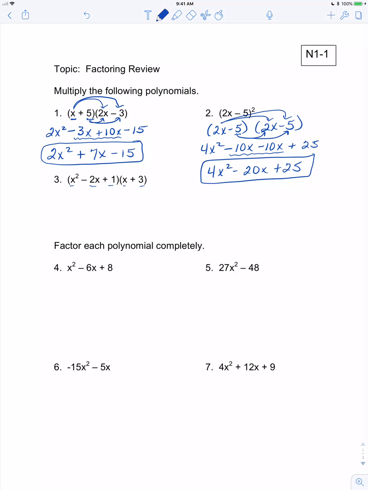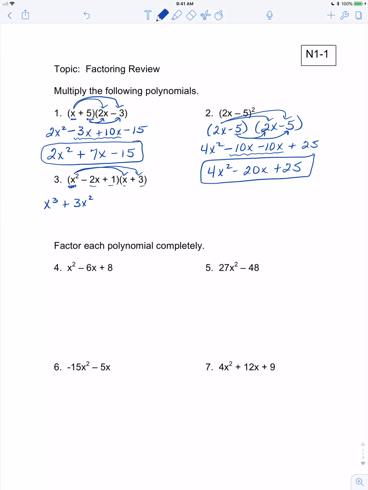Okay, so now we have a trinomial, which means this has 3 terms, times a binomial, so that's 2 terms. So again, every term in the first polynomial has to be multiplied by every term in the second. So first off, we're going to take our x squared and multiply it by everything. So x squared times x gives us x cubed. X squared times the positive 3 is plus 3x squared.